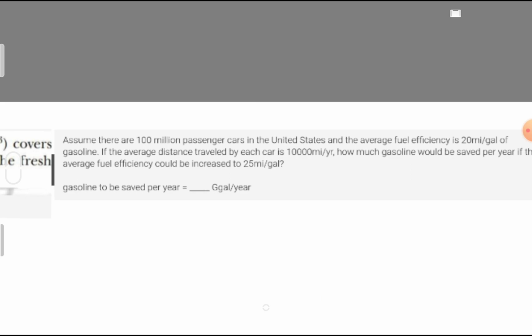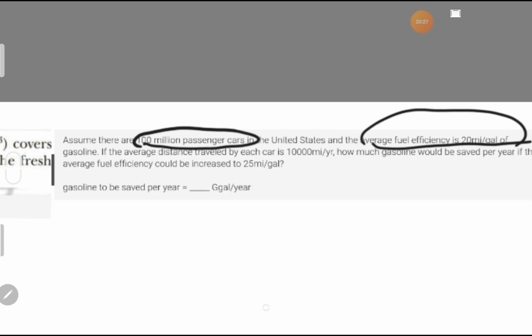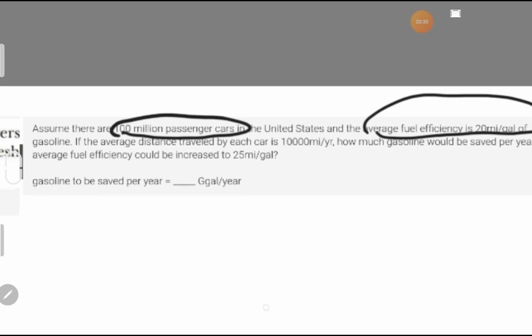Hindi pwede yun. So, kukunin tayo ng gallons per year, no? So, meron kang 100 million passenger cars. So, consider mo yung 100 million passenger cars mo. And then, average fuel efficiency mo is 20 miles per gallon of gasoline. So, average efficiency mo, you have 20 miles per gallon. So if the average distance traveled by each car is 1,000 miles per year, how much gasoline would be saved per year if the average fuel efficiency could be increased to 25 miles per gallon?